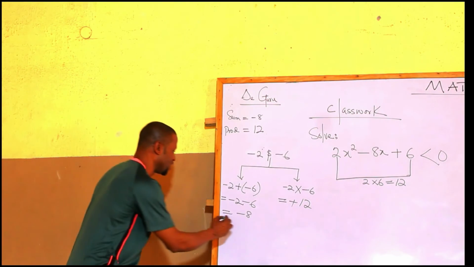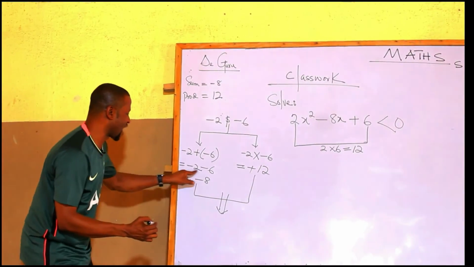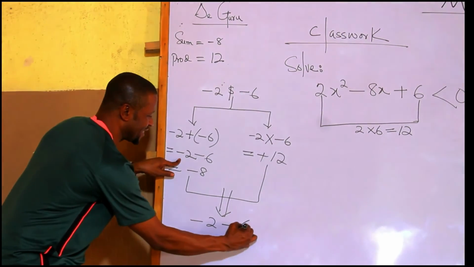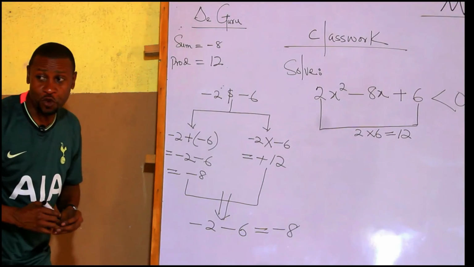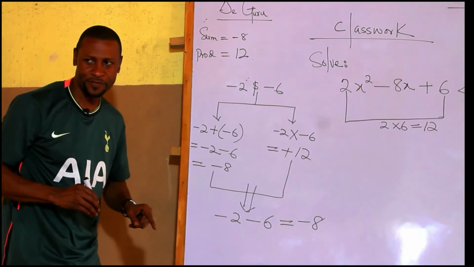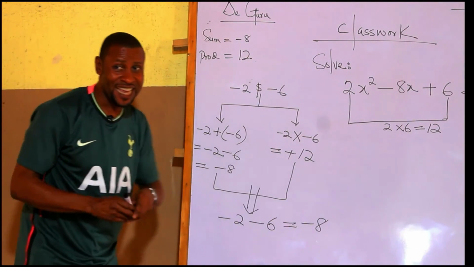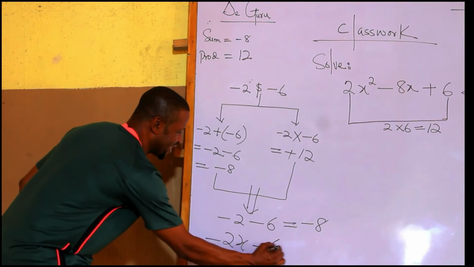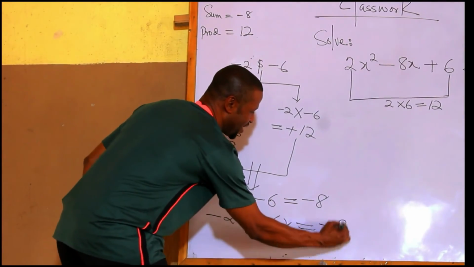Class, watch what I'm going to do. Follow the way I'm factorizing. Look at minus 2 and minus 6. We got minus 8. I will put x in front of them. If minus 2 minus 6 is minus 8, it means that minus 2x minus 6x is equal to minus 8x.